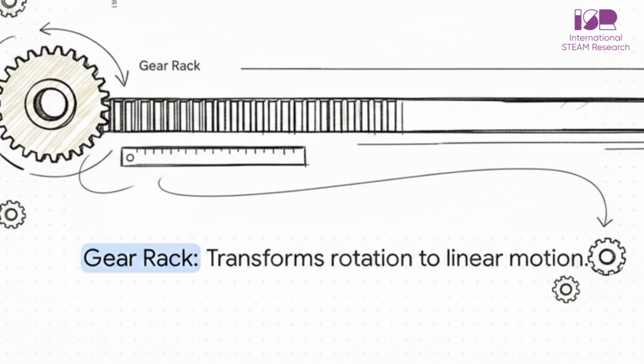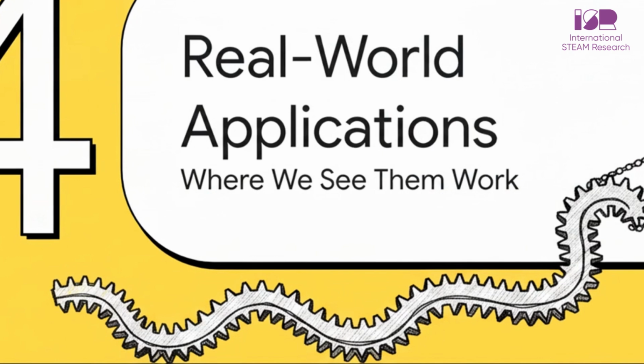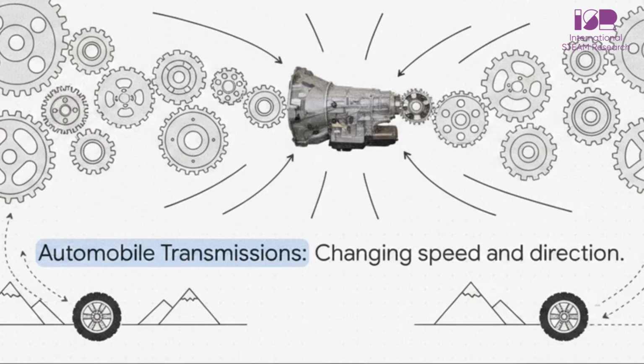Next to it is the internal gear, where teeth are actually cut on the inside of a cylinder. This is primarily used in complex planetary drives where gears revolve around a central point, kind of like our solar system. Section 4. Real-world gear applications, where we see them work.